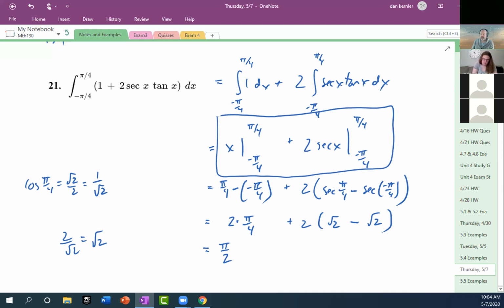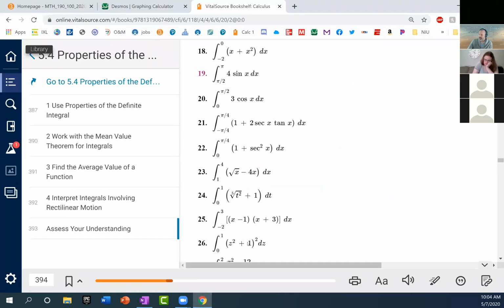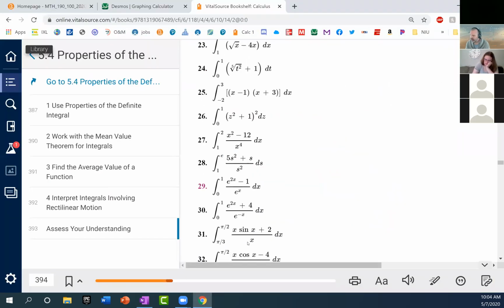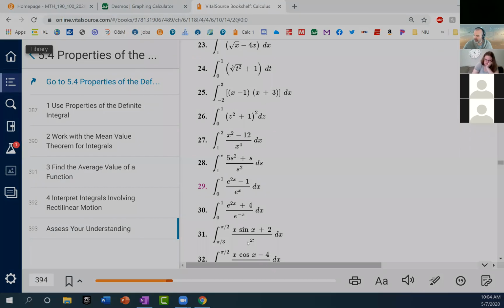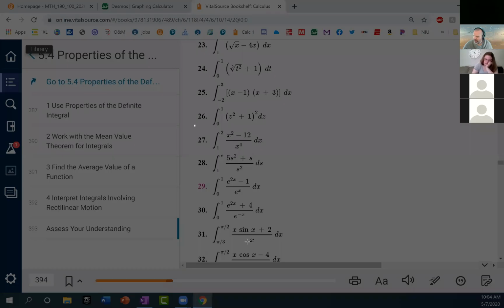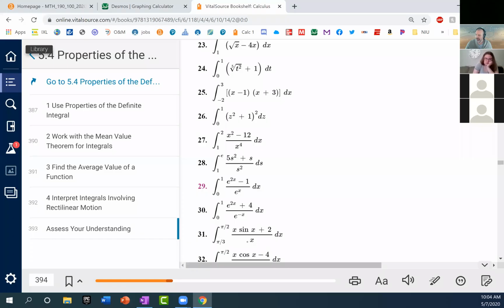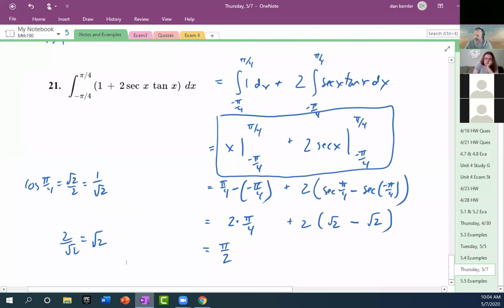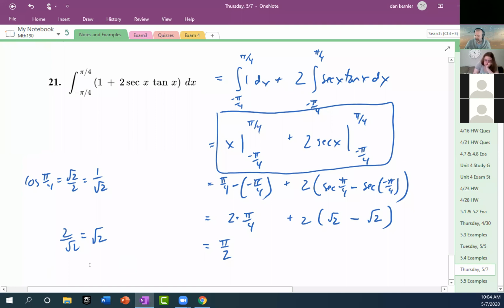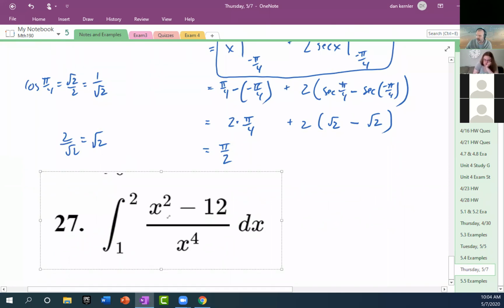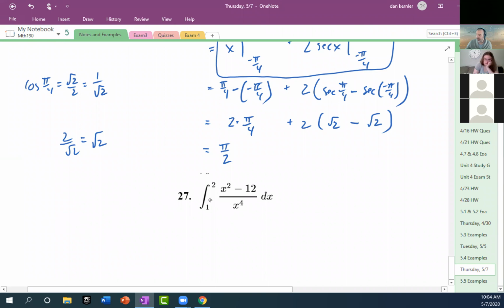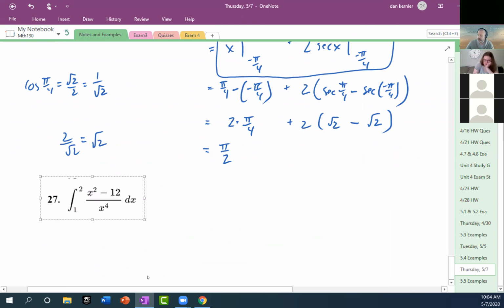All right, any other 5.4 requests? Can you show me the setup for 27? Yeah, this one is just like with derivatives. You can do the quotient rule if you were doing a derivative, but that's a really hard way to do the problem. With derivatives, we would split it up and divide them each by x to the 4th. That's what you want to do here as well.